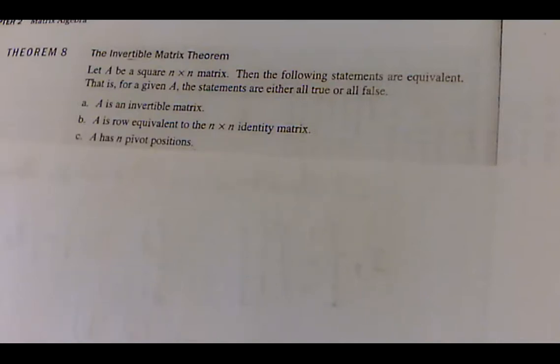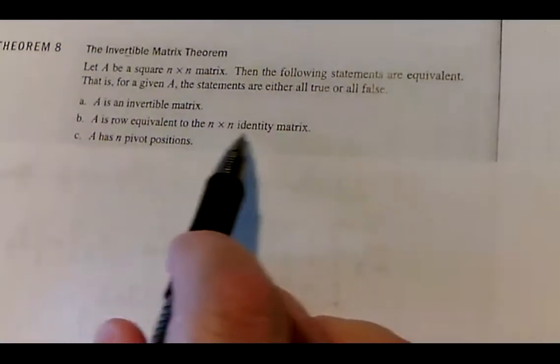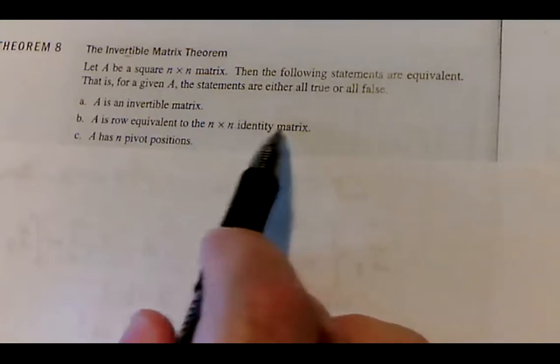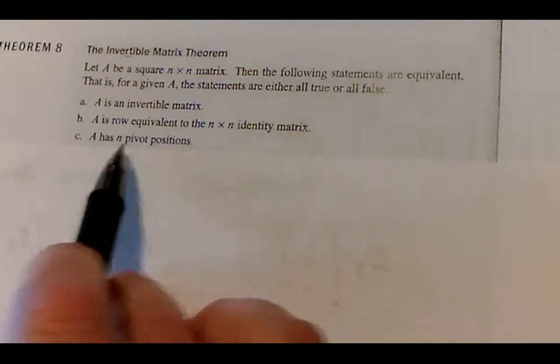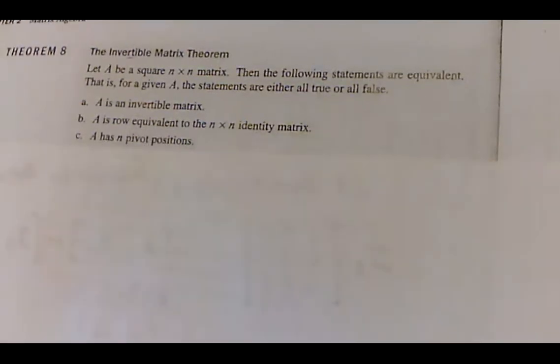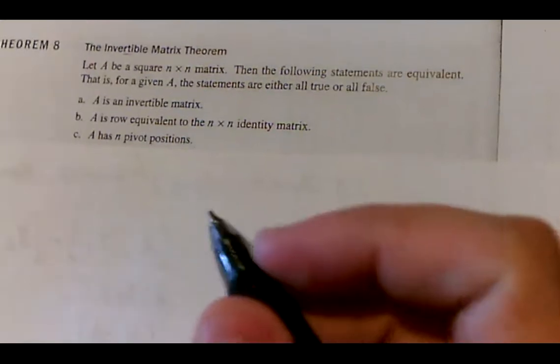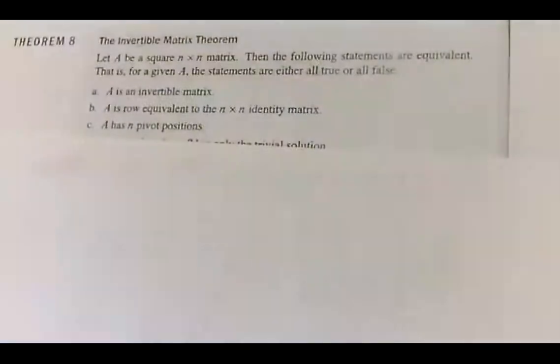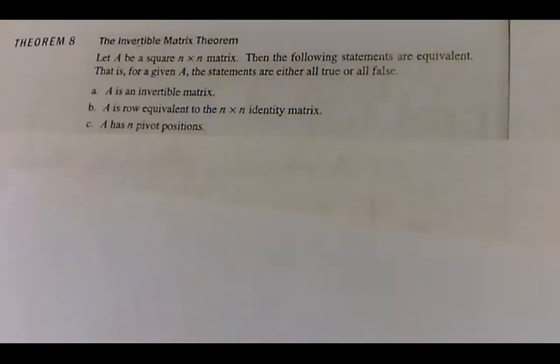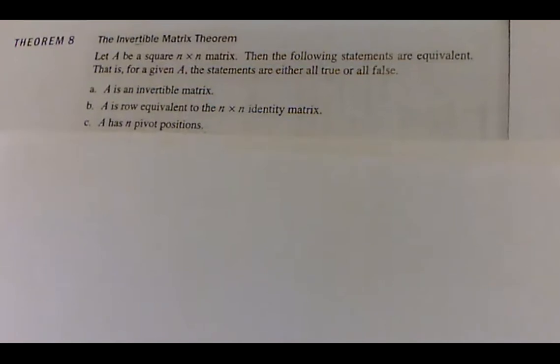Okay, statement C, A has n pivot positions. So maybe it's not easy to go all the way to the identity matrix, right? Maybe there's a bunch of hurdles to clear, you got decimals involved or something, but perhaps you can just get to a form where you have n pivots, where you know you have that upper triangular shape. Remember what pivot positions look like? I thought I had a piece of paper handy, and I did not. Don't want to use my cover sheet here because I want to keep reviewing these one at a time. So A has n pivot positions.